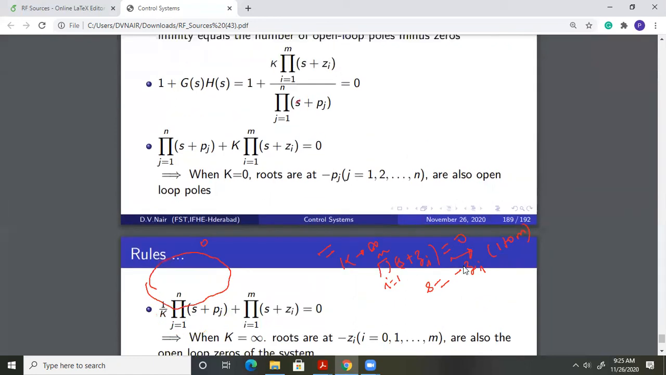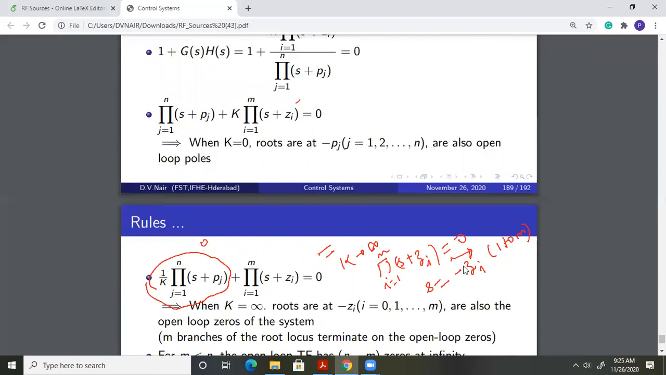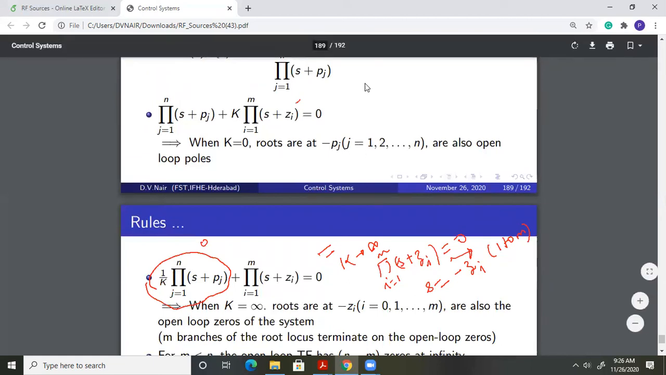See, the branches which started at open loop poles with k equal to 0 for the root locus, some of those branches will terminate at open loop zeros, because for k equal to infinity, the roots of the characteristic equation end up becoming open loop zeros. That is the point you have to understand.